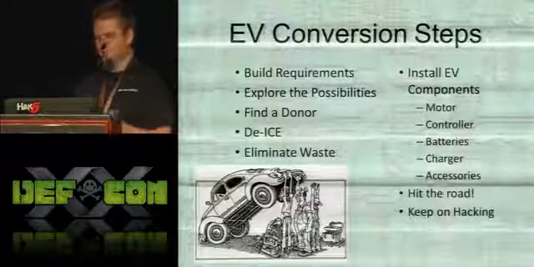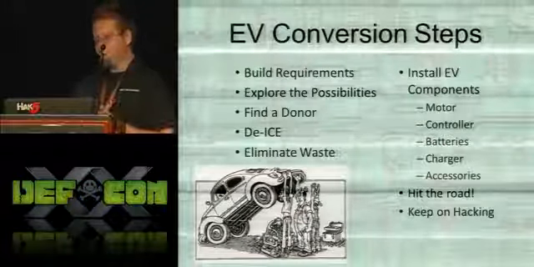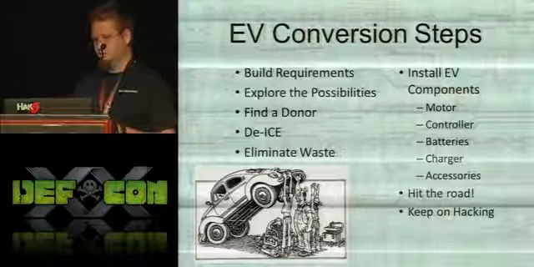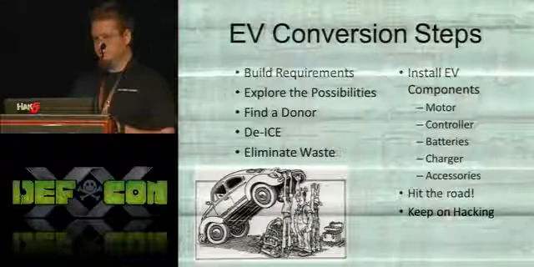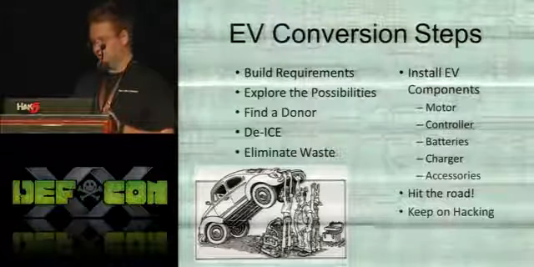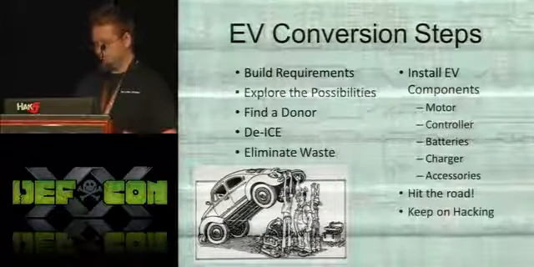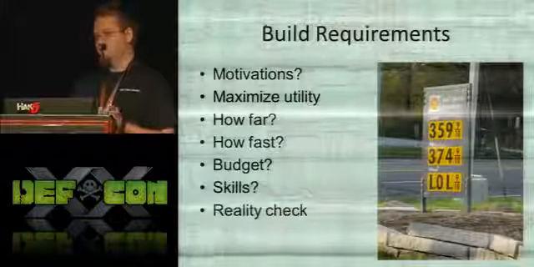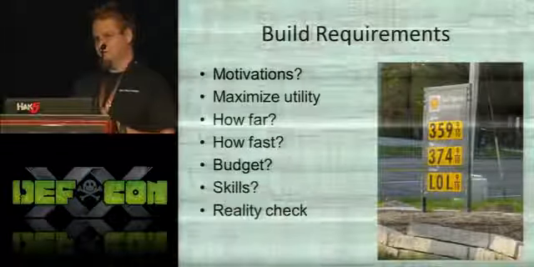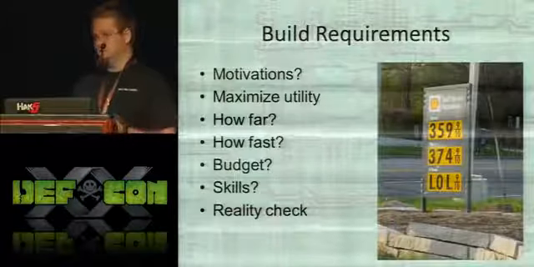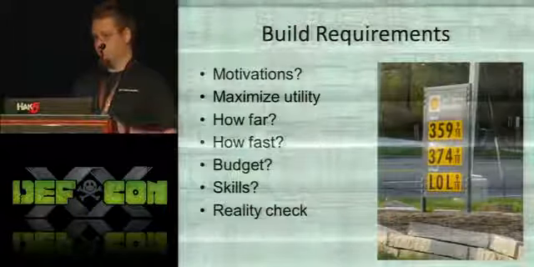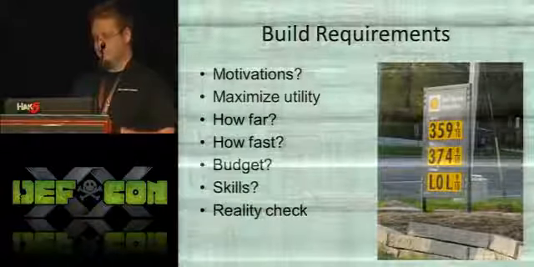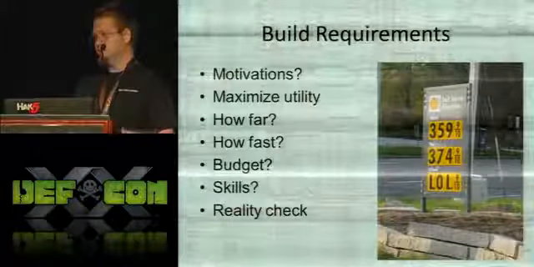So, conversion steps. First of all, you want to build your requirements, explore the possibilities, find a donor car, get out all your old internal combustion engine stuff and eliminate waste, and then install all your EV stuff, and we'll talk about those. So, requirements. First thing, you figure out why you want to do this. If you're wanting to build a car for, say, the environment, you probably don't need a high-performance race car. You're probably interested in efficiency and conservation, things like that. You want to maximize your utility in order to get the most out of it.